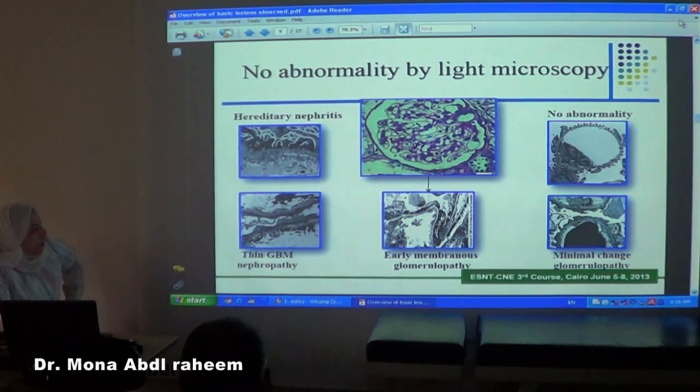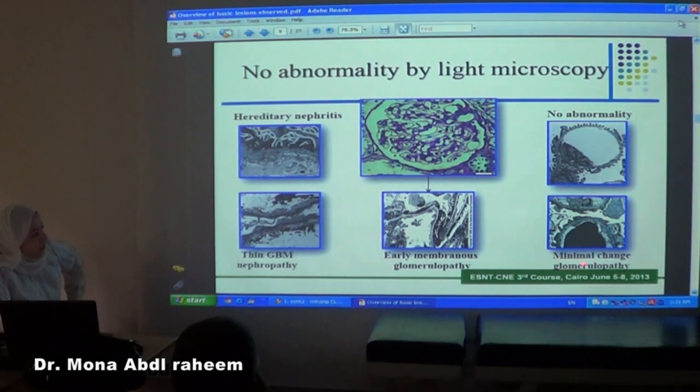Again, by electron microscopy, we can find completely normal, with no deposit or abnormality. Here the foot process is effaced and perfect. So this picture excludes renal disease. For this picture, this patient has no evidence of renal disease.